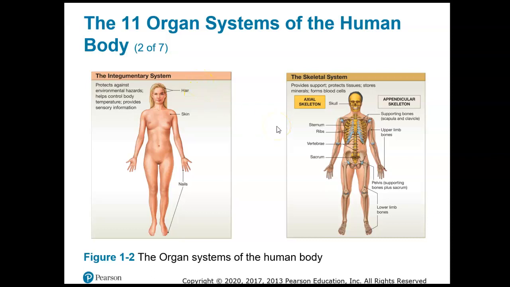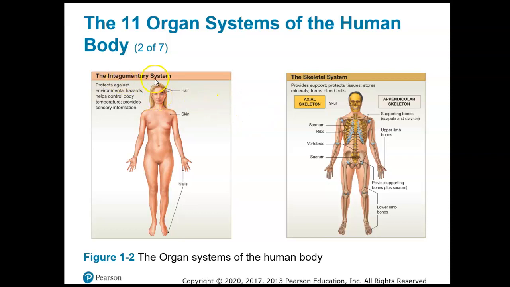chapters beginning with chapter 5, the integumentary system is covered in chapter 5. The skeletal system is covered in chapter 6. So starting from chapter 5, we will cover the organ systems of the human body in each of our chapters. And we'll cover almost all of them. We won't really have time in the summer to cover every single organ system, but we cover most of them.